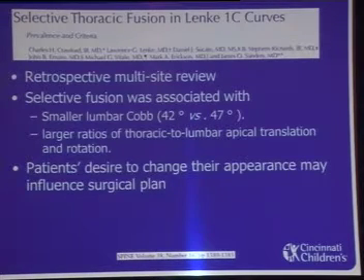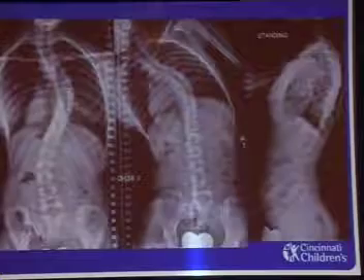This is the paper that came out this year, I think a few months ago, and basically what they were saying is that selective fusion is associated with smaller lumbar curves, larger ratios of thoracic to lumbar apical translation, and rotation. So even though radiographically Lenke 1C curves are all the same as classified, they are not always the same. You have to make sure that the lumbar curve has to be a lot more flexible, not only flexible, but the thoracic curve has to be a lot bigger than the lumbar curve. The ideal number is 1.2, but that almost always varies.